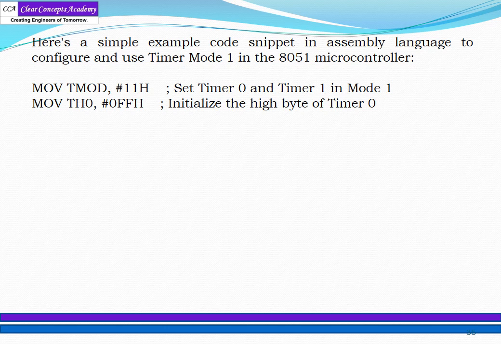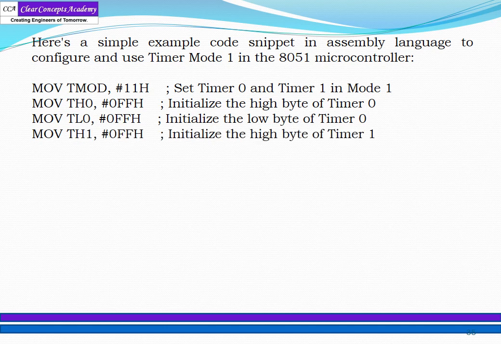Now MOV TH0, #0FFH, initialize the high byte of timer 0. Then MOV TL0, #0FFH, initialize the low byte of timer 0. Then MOV TH1, #0FFH, initialize the high byte of timer 1. MOV TL1, #0FFH, initialize the low byte of timer 1. Here you are first initializing the mode of both timers. Both are working in mode 1. Now you are loading this timer value to timer 0, and you are loading this timer value for timer 1.